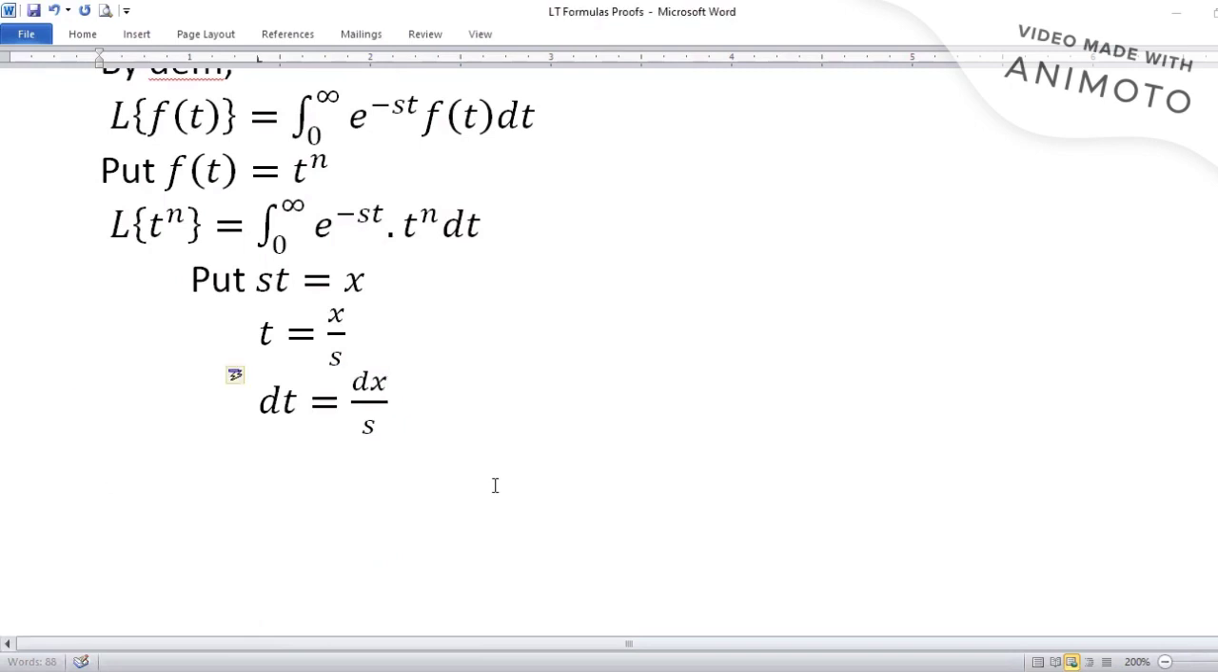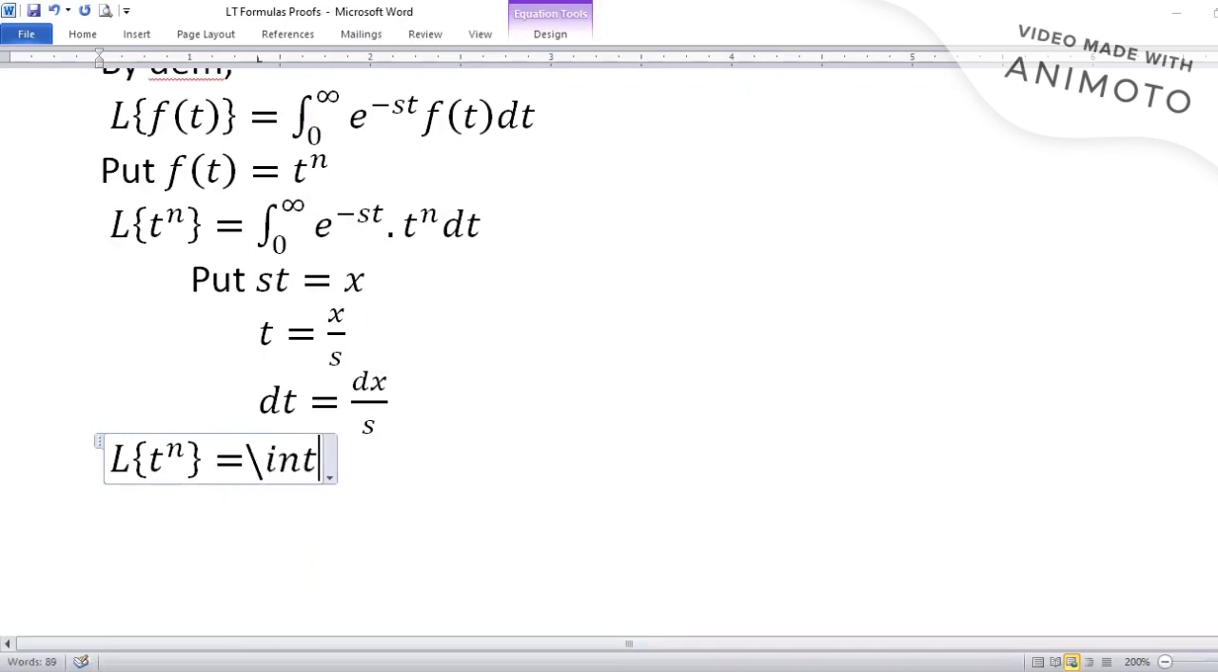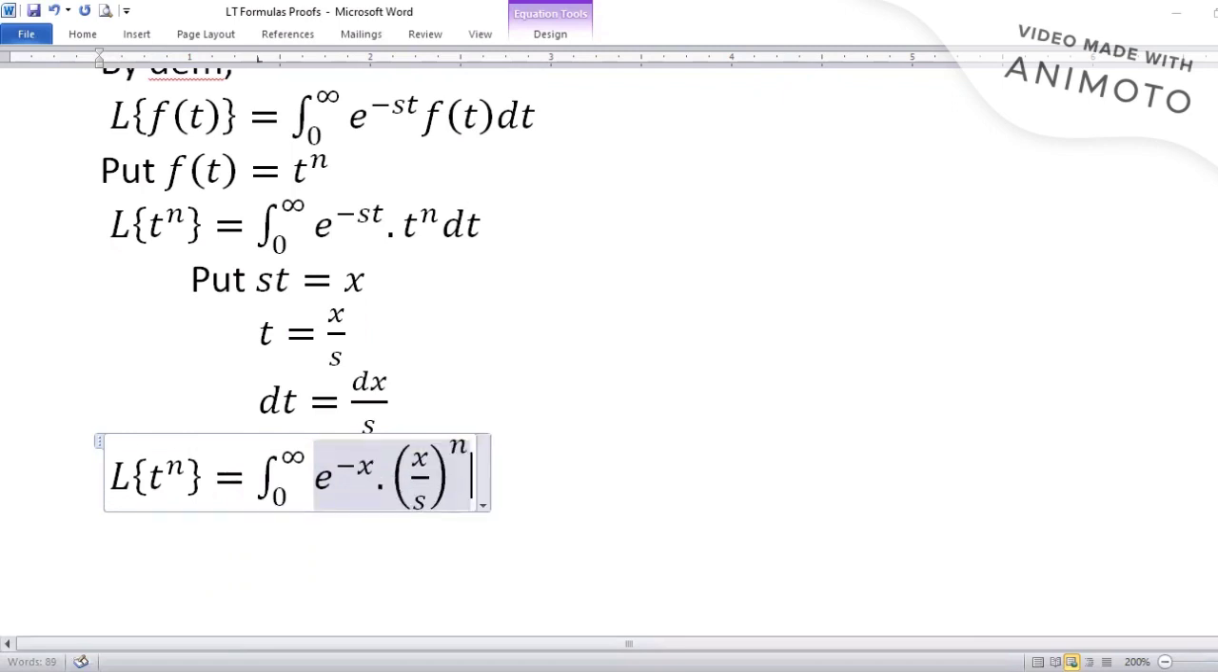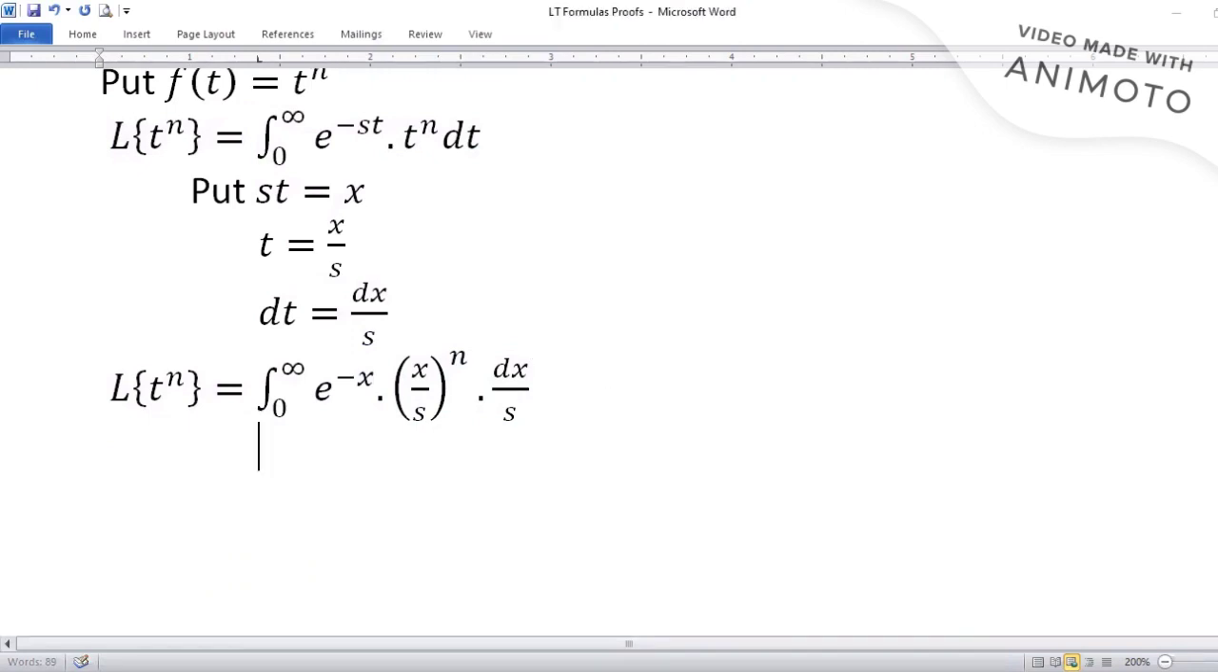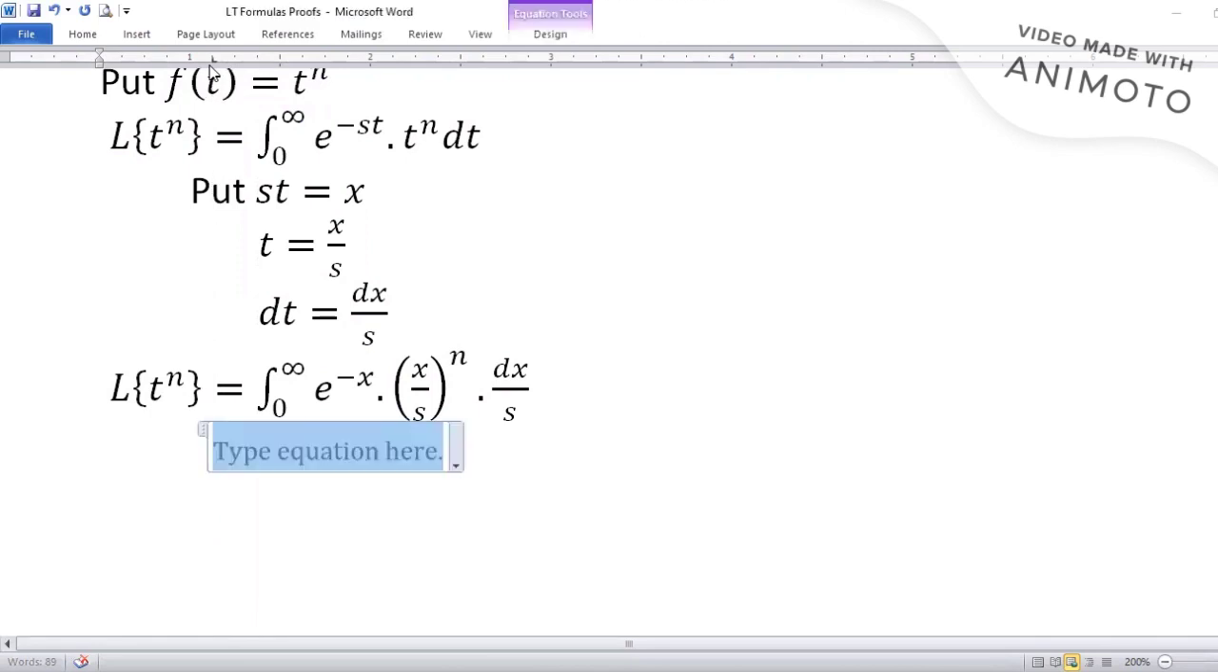So now we come back to the question. Laplace of t raised to n is equal to, again writing integration from 0 up to infinity, because the limit remains unchanged, e raised to minus x into t raised to n, which is x upon s raised to n, and dt is dx upon s. So we have substituted x in place of st, x upon s in place of t, and dx upon s in place of dt. Let us solve it further.